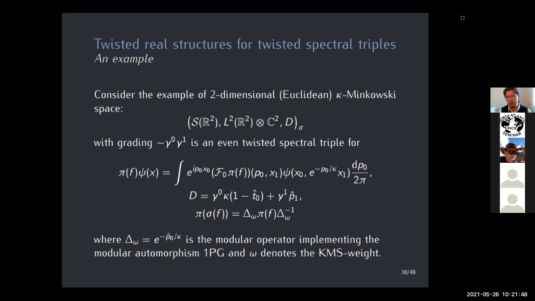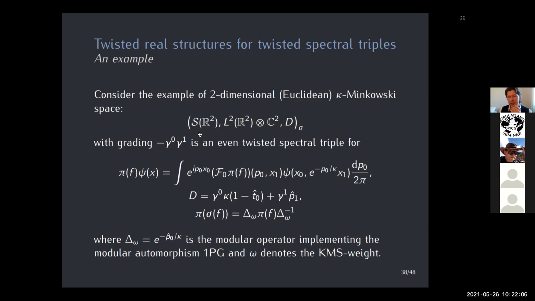So we'll consider the example of two-dimensional Kappa-Minkowski space, where for the algebra we take Schwartz functions on R2, for the Hilbert space L2 functions on R2 doubled. The Dirac operator will be given by this. I'll explain what it is in a second. And also it's twisted.